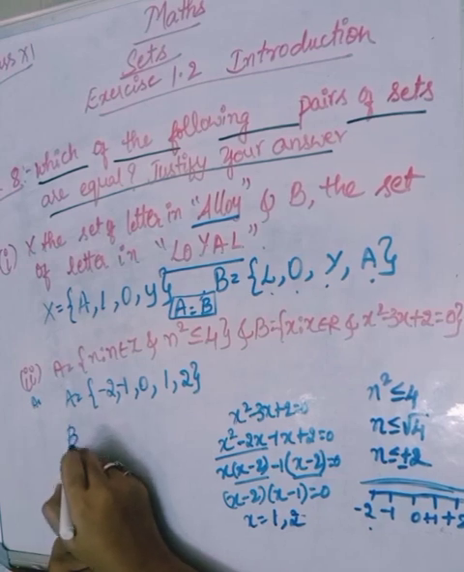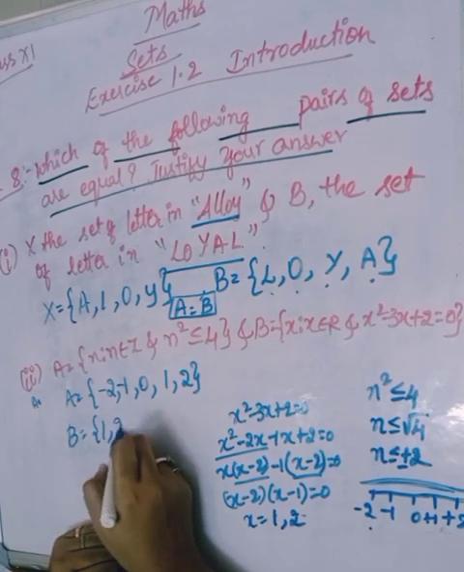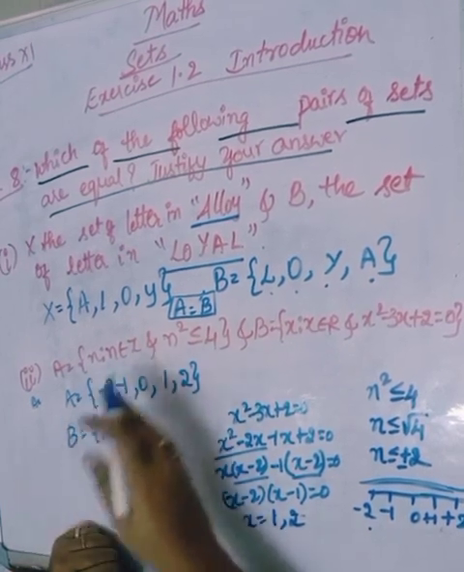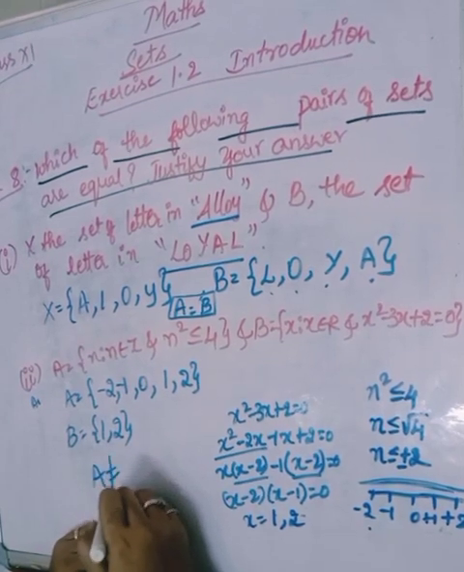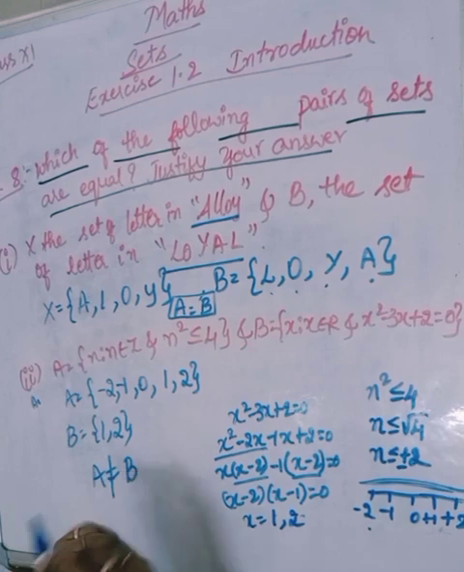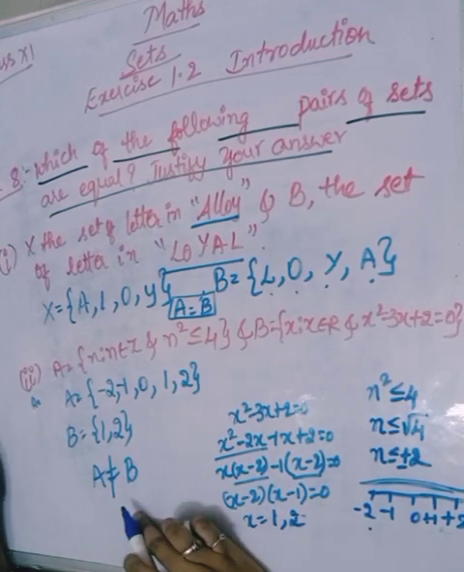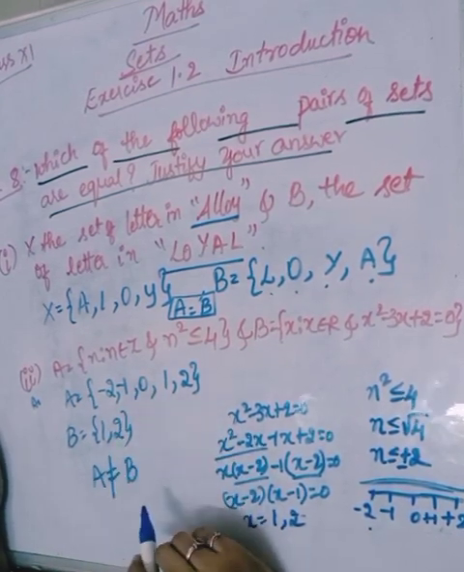So therefore we can say the B set is 1, 2. Do we have the same elements? No, we have extra elements here. So therefore we can say A is not equal to B. It's not equal because they don't have equal elements.